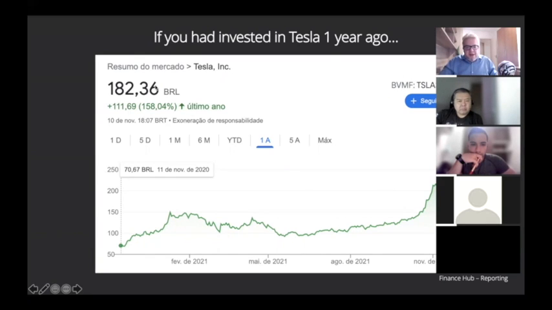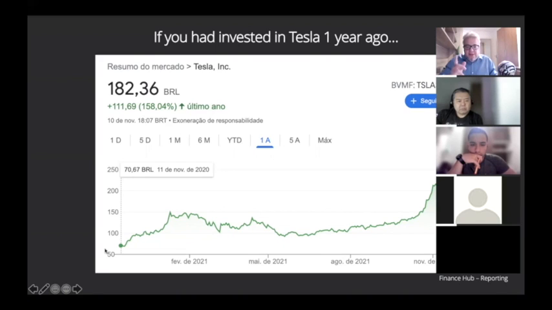You would have made 158% in a year, okay? So if you had invested 10,000 reais, you can calculate how much money you would have now, 158% valuation. So this is extremely good, right, for 1 year. This is a spectacular stock valuation here.